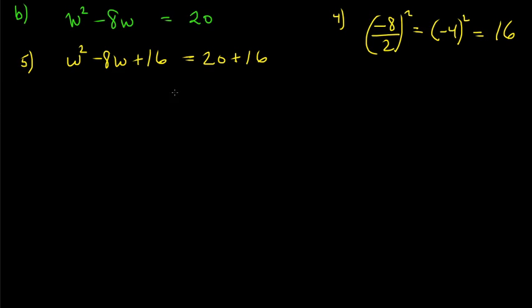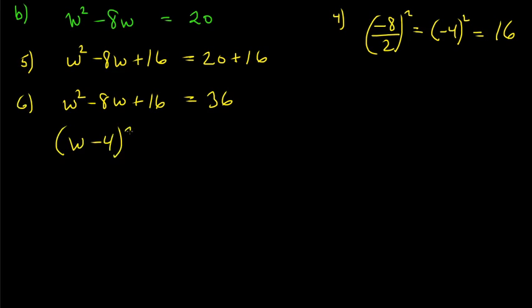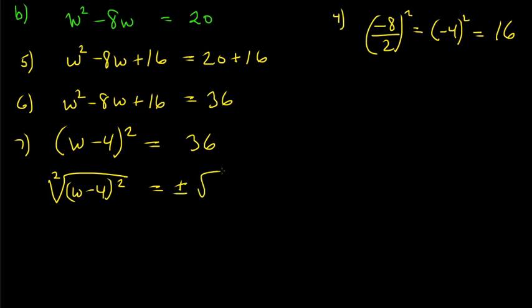And 20 plus 16 is just 36. Step 6, now we factor the left side as w minus 4, quantity squared. And then step 7, take the square root of both sides. And that cancels the square. So on the left we have w minus 4. On the right we have plus or minus the square root of 36. Well, that's just 6. So now just add the 4 to both sides, and w is going to be 4 plus or minus 6.